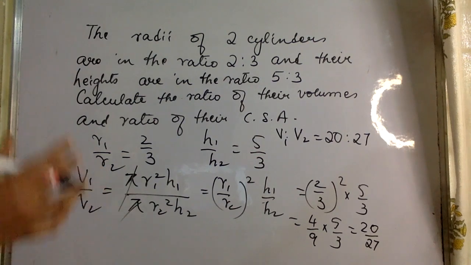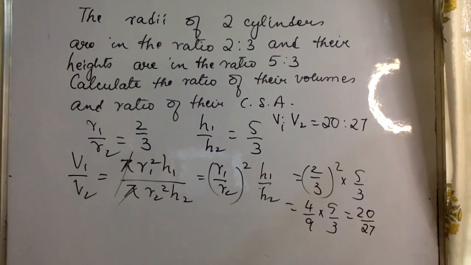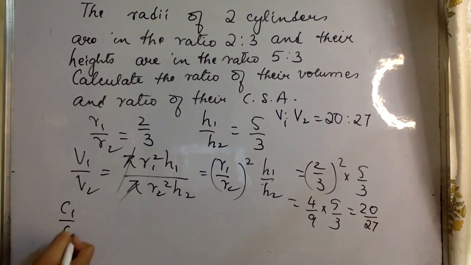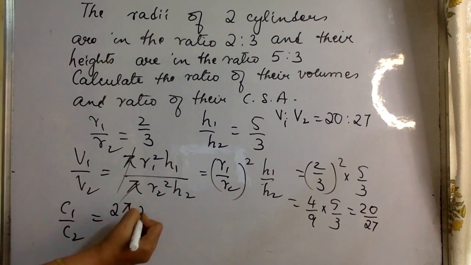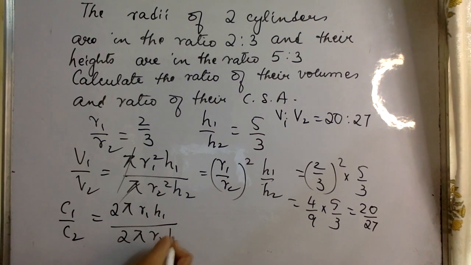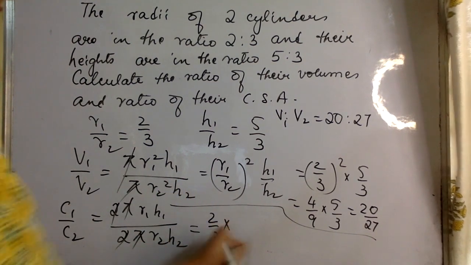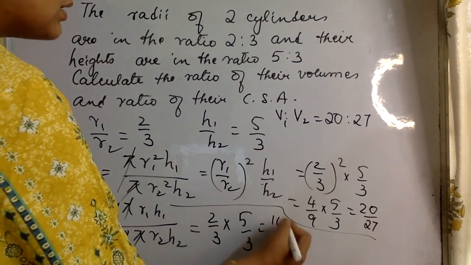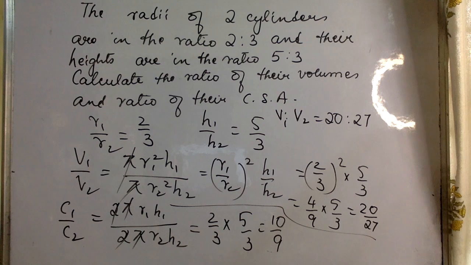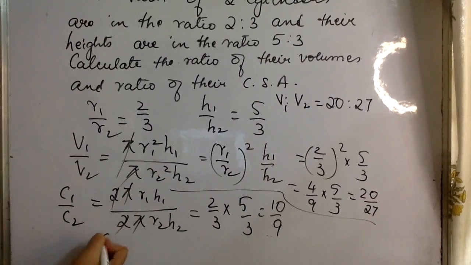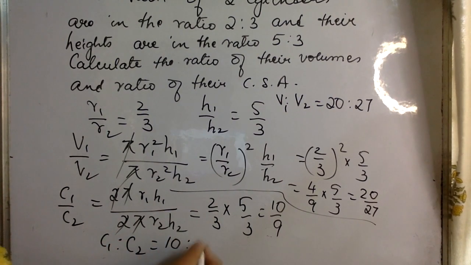Okay, come to the second answer, which is CSA, the curved surface area ratios. So I'll take that as C1 by C2, that is 2 pi R1 H1 by 2 pi R2 H2. Okay, and then R1 by R2 is 2 by 3, H1 by H2 is 5 by 3, which is 10 by 9. So C1 is to C2 is 10 is to 9. That is the ratio between the two curved surface areas.